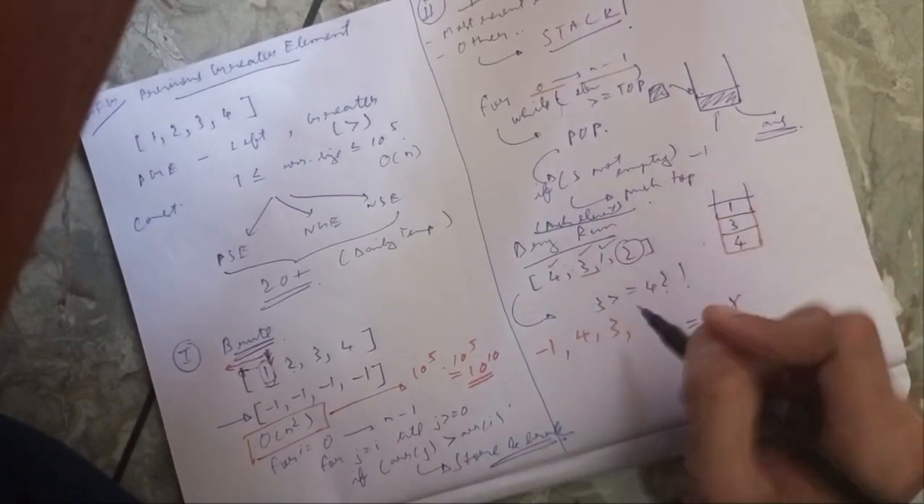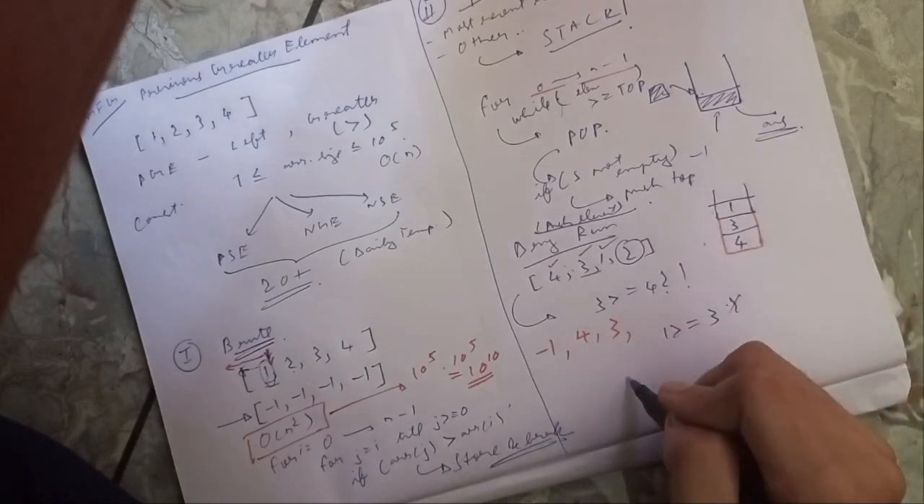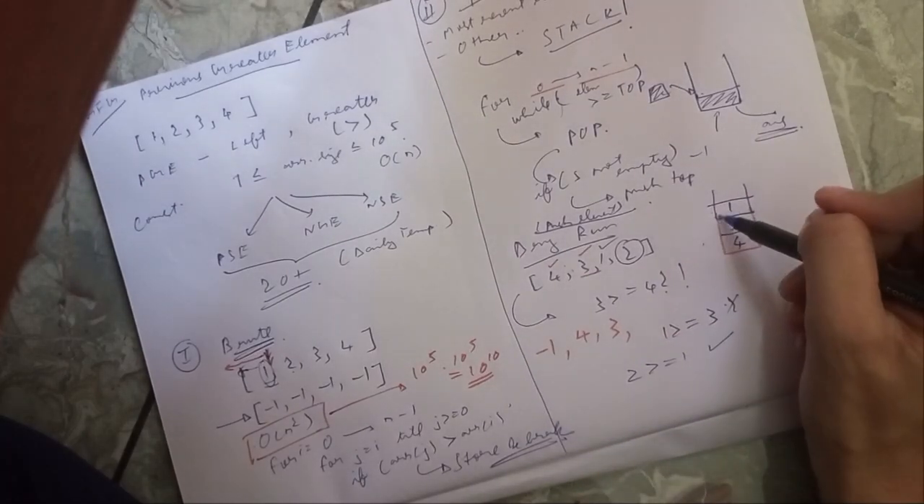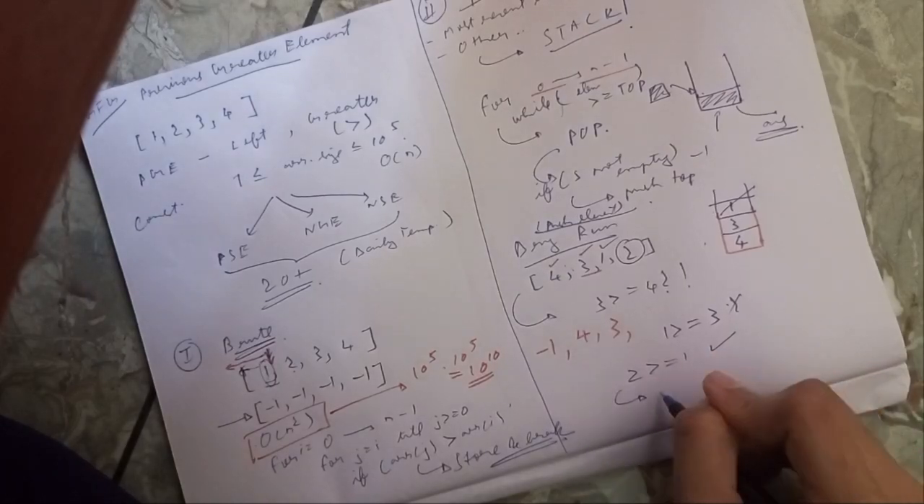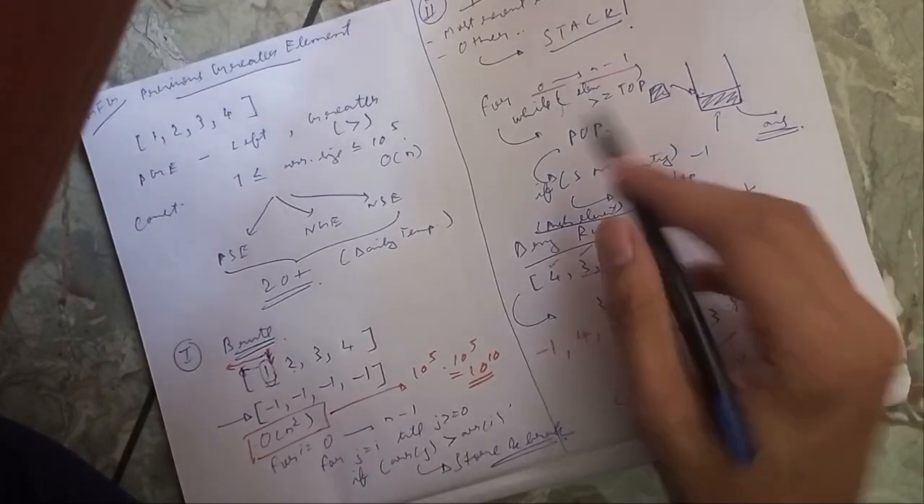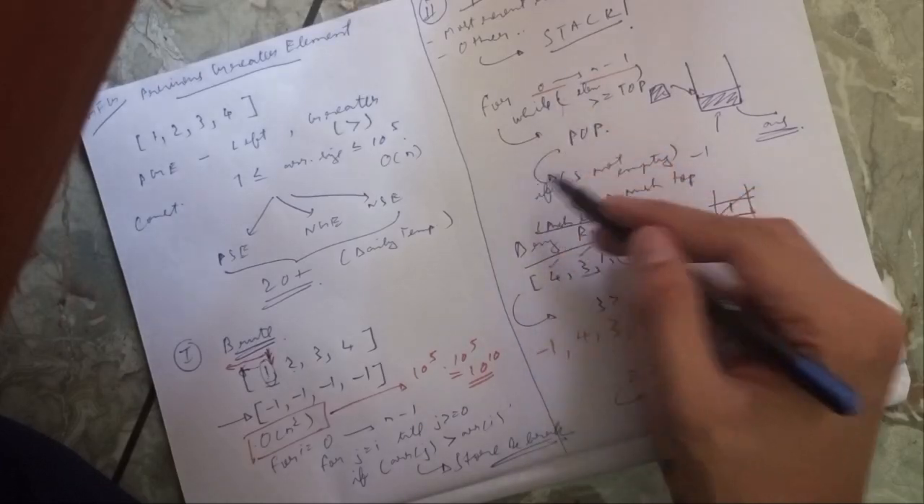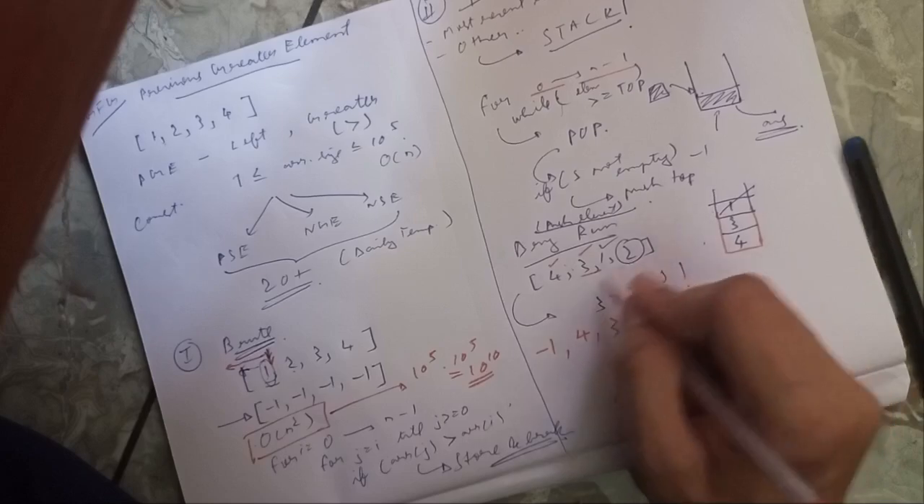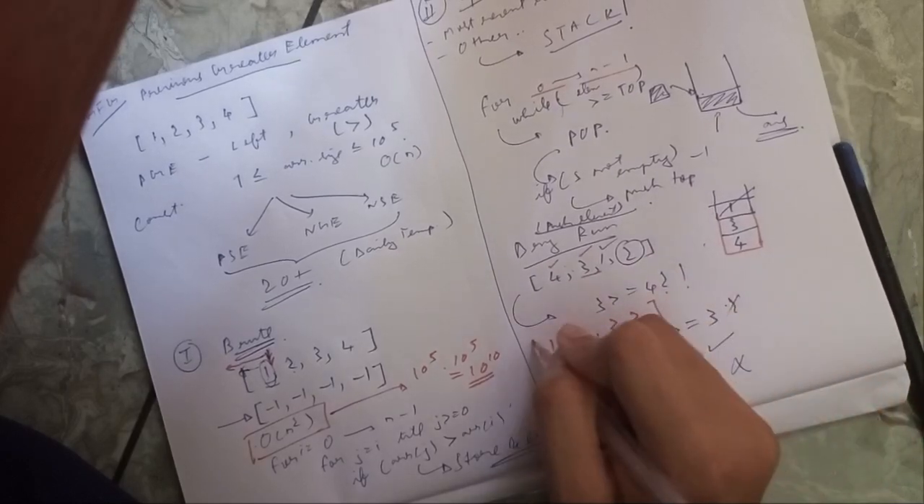Now we'll do for the 2. For 2 greater than or equal to 1, this is true, so we'll pop the stack. Now again we'll check 2 greater than or equal to 3, this is not true, so while loop will be stopped there and we'll break out from the while loop. Now since stack is not empty, we'll get 2 answer for 3.